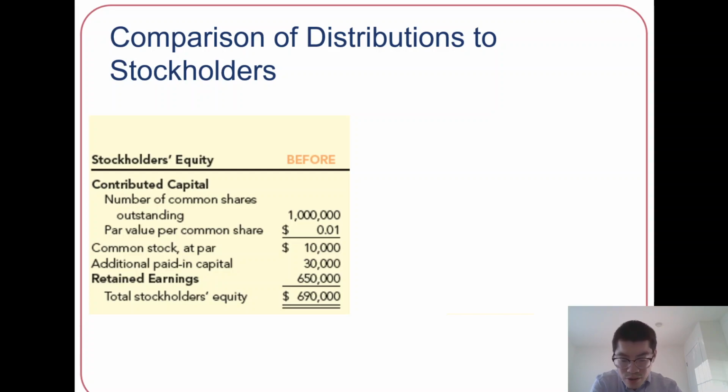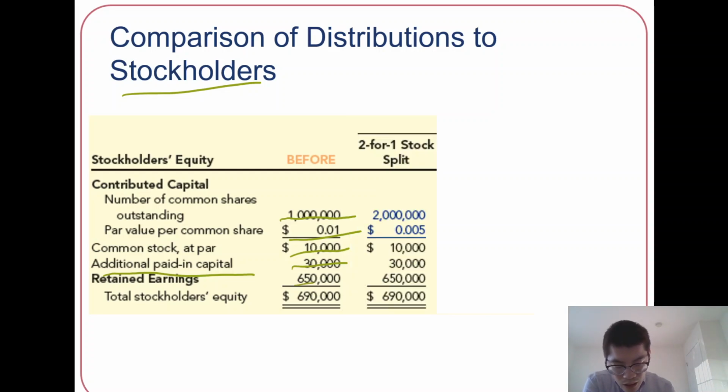Now, comparison and distribution of stockholders' equity. Before anything, we have 1 million shares of outstanding common stock on the market for circulation, and par value is 1 cent per share, so the total par value is $10,000. Additional paid-in capital is $30,000, and retained earnings is $650,000, so in total it is $690,000. All right, after the stock split, our total stockholders' equity doesn't change.